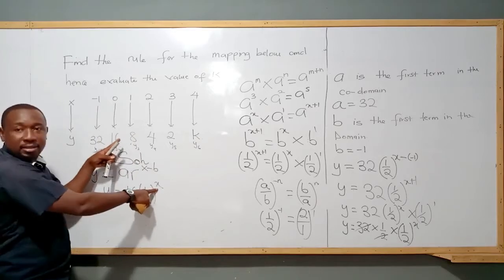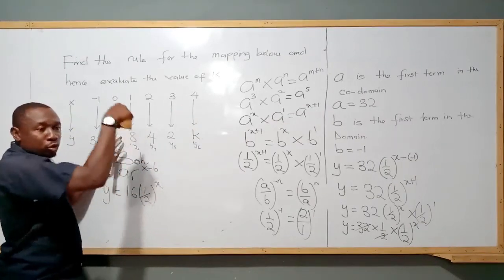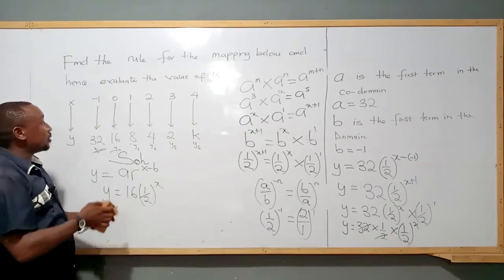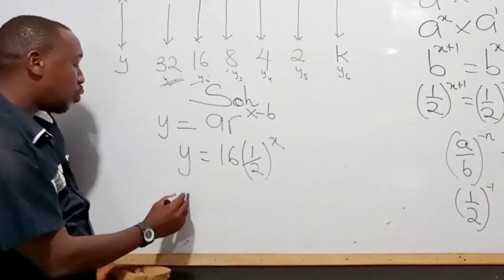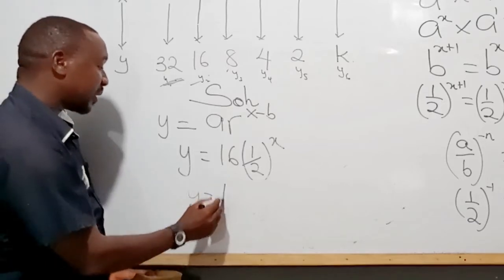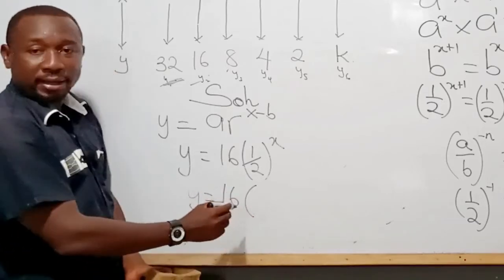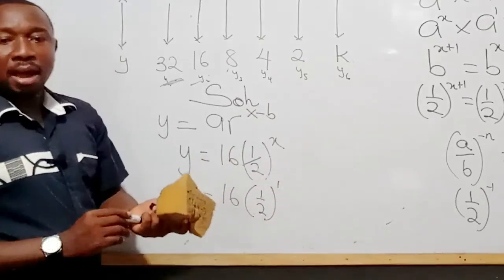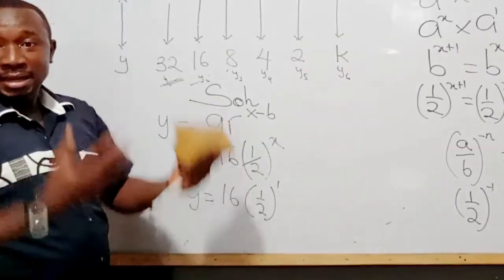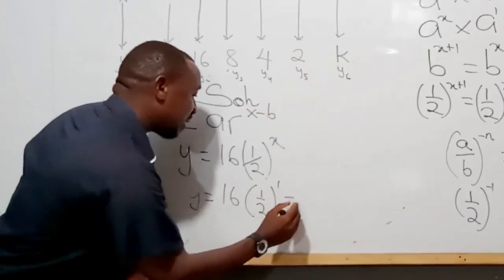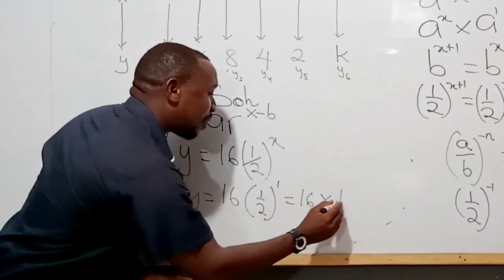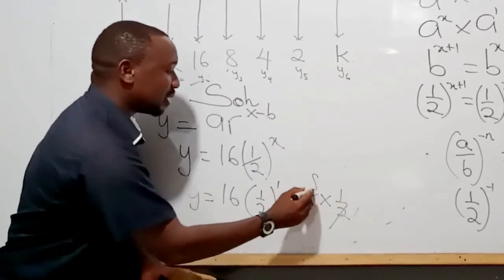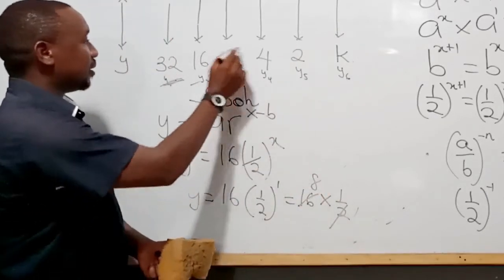Wherever you see x, you put the x values to check whether you get the corresponding y values. So let's try the 1 and see. By verifying 1, y is equal to 16 into bracket 1 out of 2 all to the power 1. Any number raised to the power 1 is the same number. So this one will give us 16 times half. 2 goes into itself 1, and 2 goes into 16, 8. So we have this 8.